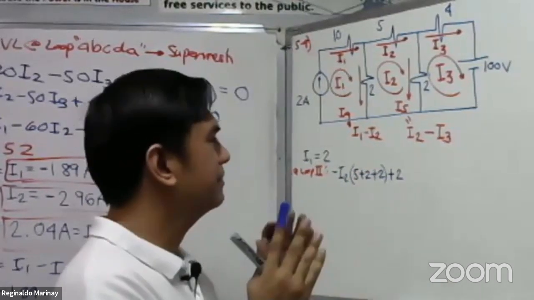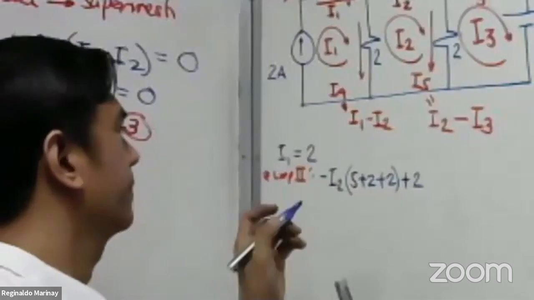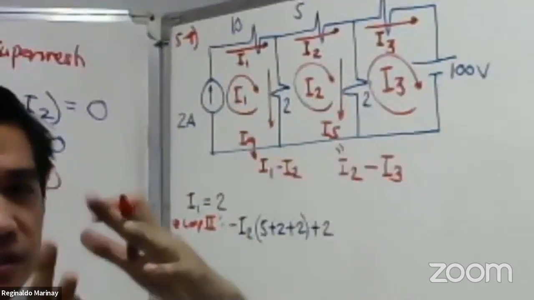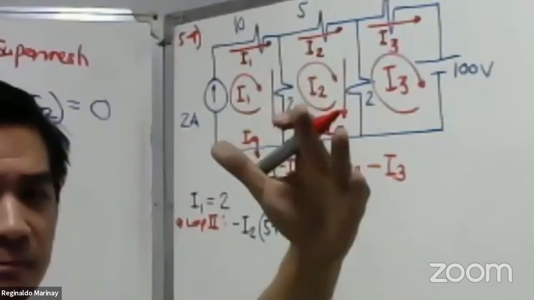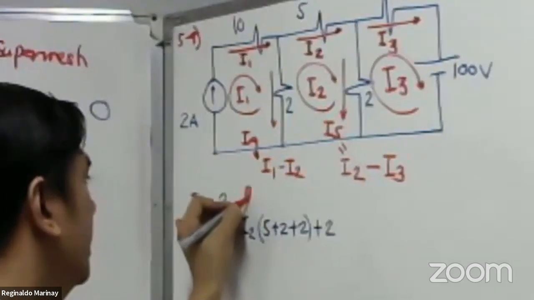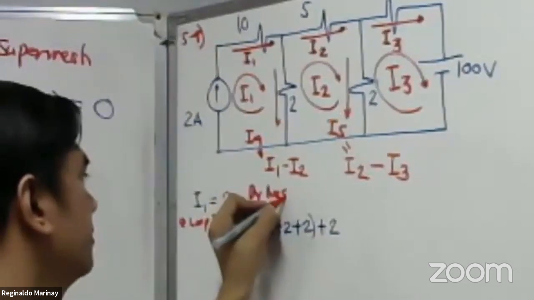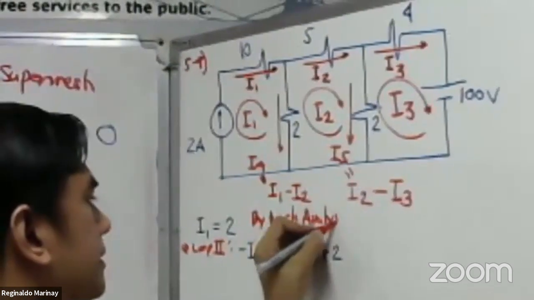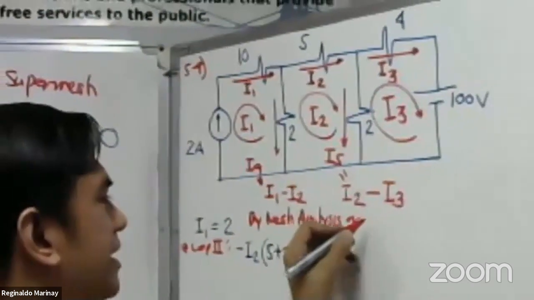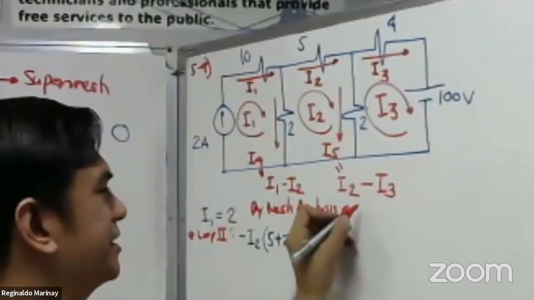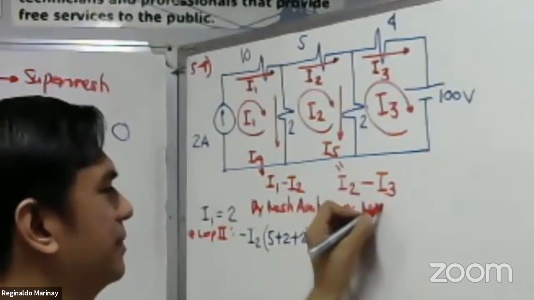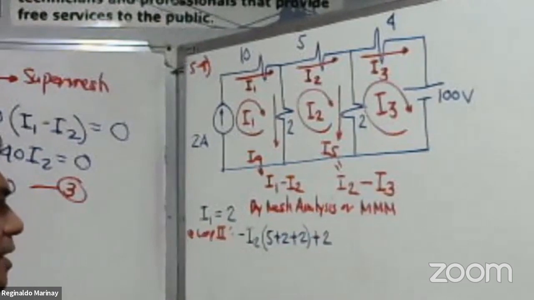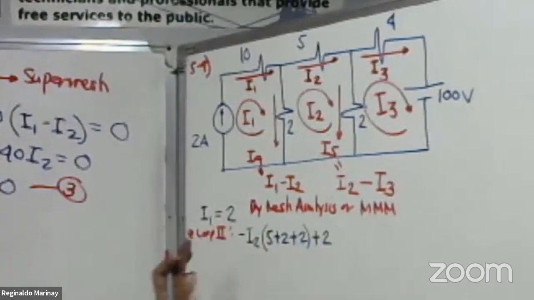Remember, we are applying the mesh analysis here. Let's take note: please do not mix up the mesh analysis and the KVL. Again, this is by the mesh analysis. I call this the triple M, because Maxwell's mesh method, the triple M. By triple M at loop number 2.